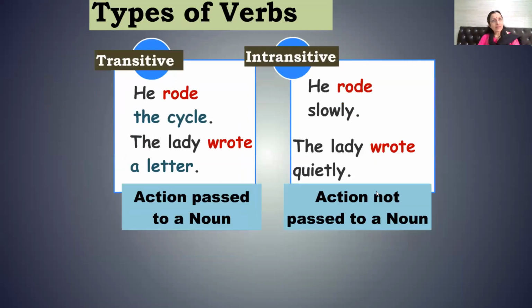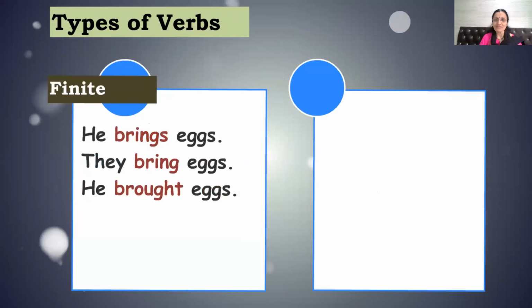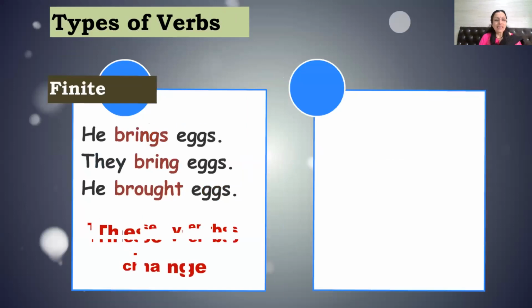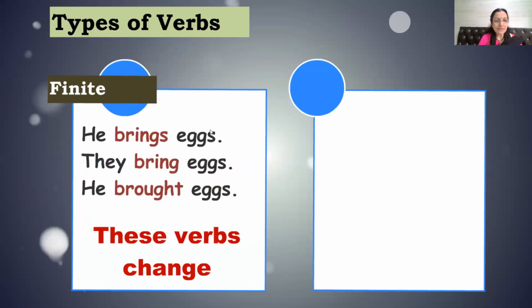Okay. Different types of verbs. Now let's see. Finite and infinite. Did you know this? There are different types of verbs. He brings eggs. They bring eggs. He brought eggs. What do you see here? The word "bring" changes itself. Yes, it changes. When it is he, it becomes brings.